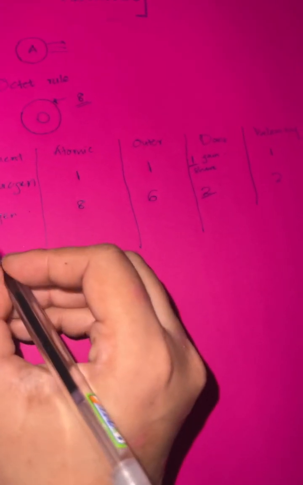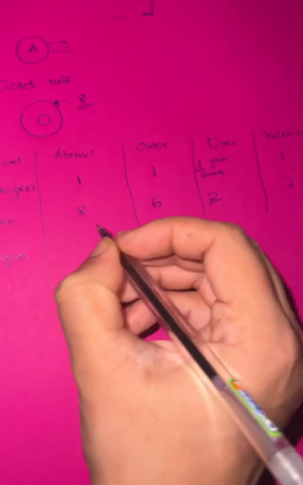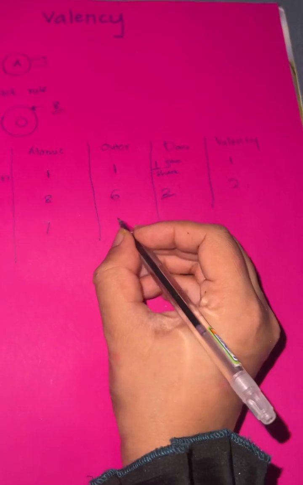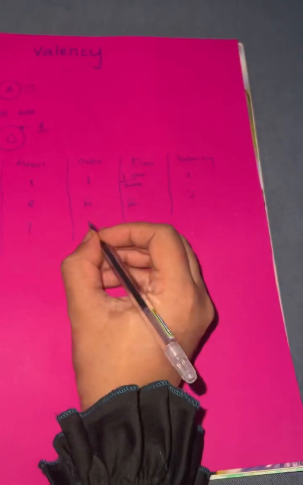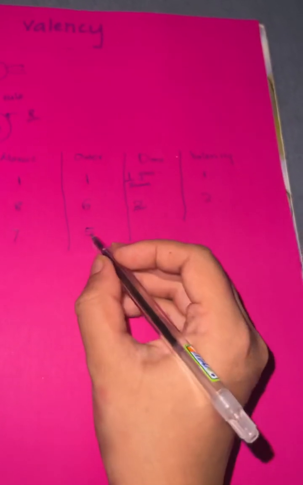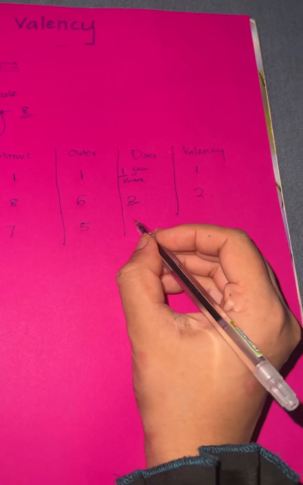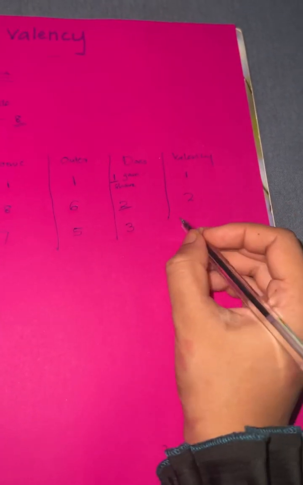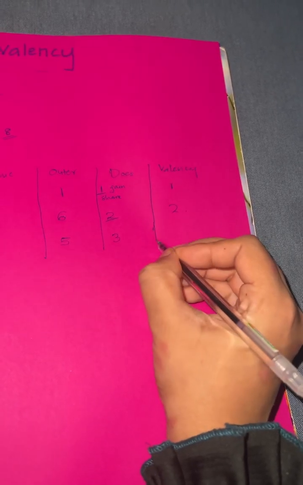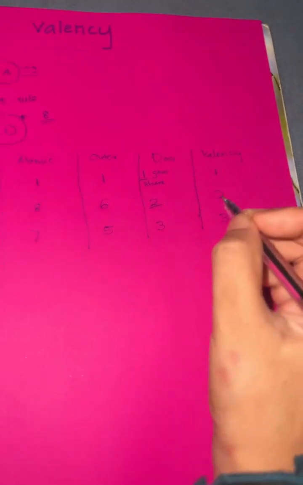Now the next one we are going to consider is nitrogen. Atomic number is 7. So it has 2 in the first shell and 5 electrons in the second. So the outer shell has 5. According to the octet rule, it must gain another 3. So 3 electrons it must gain or share, so the valency is 3.